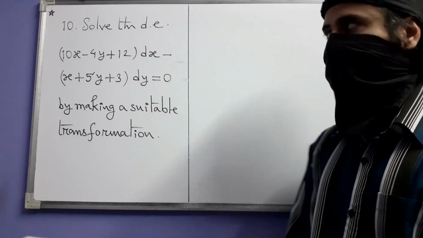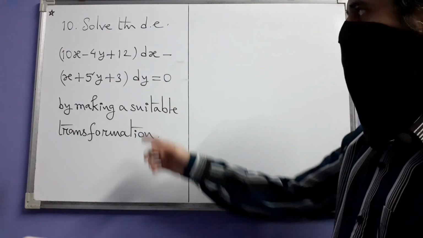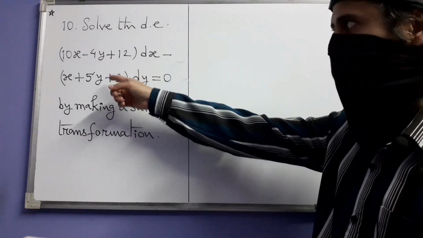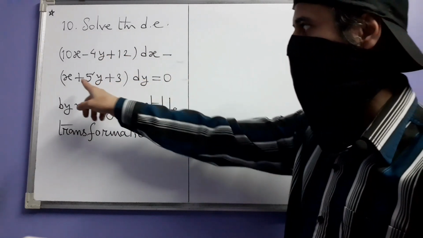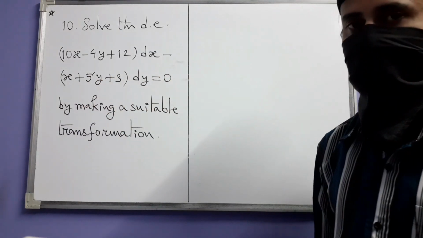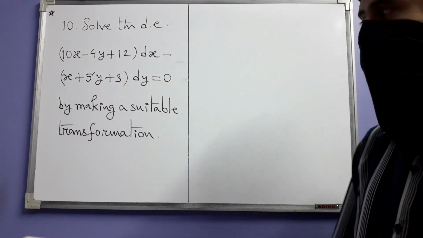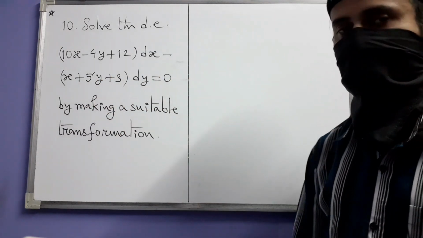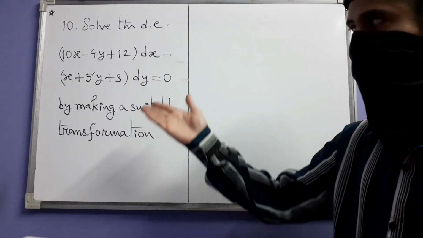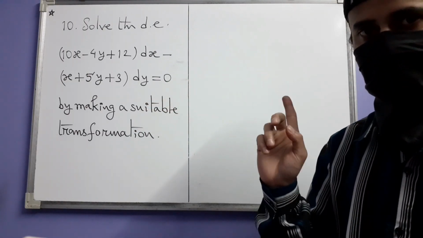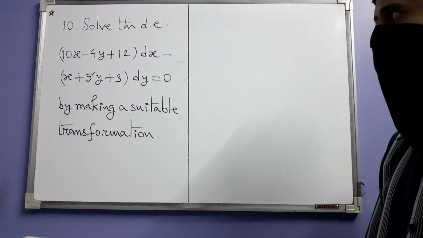Let's see another one, number 10 say, where we have to solve this differential equation (10x minus 4y plus 12) dx minus (x plus 5y plus 3) dy equals 0 by making a suitable transformation. This is a known type, and this follows that thing that we saw in the previous video.